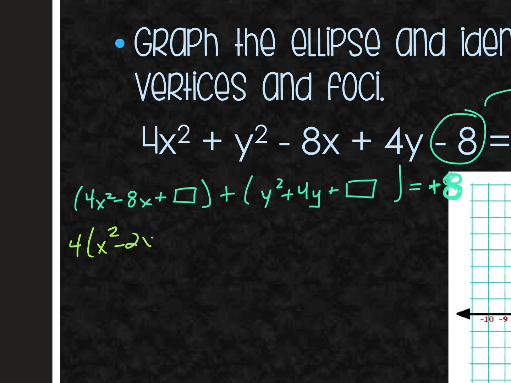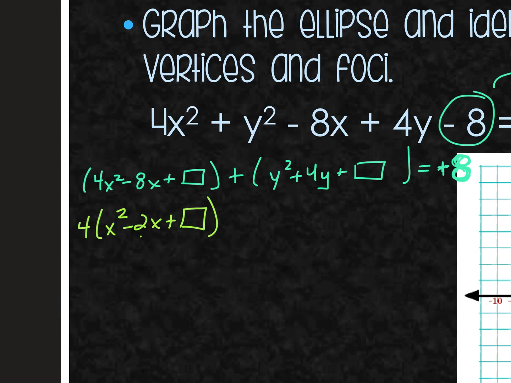Minus 2x. Correct? Okay. So now that the 4 is out in front, I need to keep it out there for a minute, but I'm going to complete the square. I have -2 divided by 2. So what is my parenthesis going to look like? 4 times what? What goes inside the parenthesis?